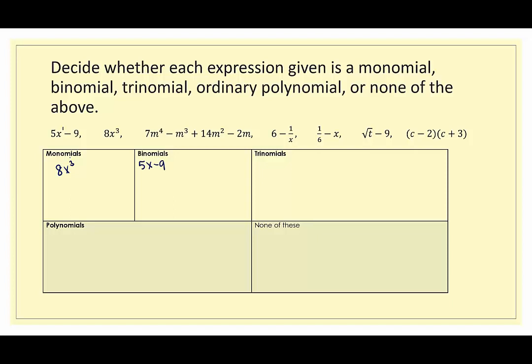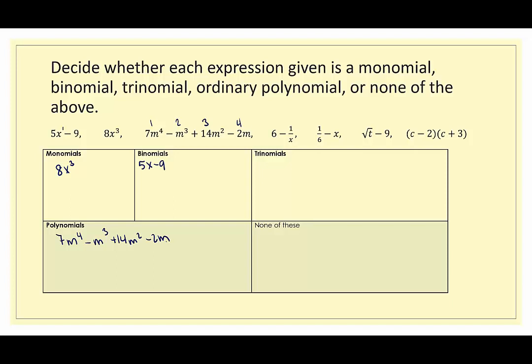How about 7m to the 4th minus m cubed plus 14m squared minus 2m? Checking all the exponents, because I see 4 variables, right? There's 4 different m's. We have a 4, good, a 3, yep, a 2, and the invisible 1. All of those are positive integers, so this one is a polynomial. It has 1, 2, 3, 4 terms, so we're just going to put it in our polynomial rectangle. It's not one of the special 3 at the top. It's still special, though, because it's still a polynomial. Minus m cubed plus 14m squared minus 2m.